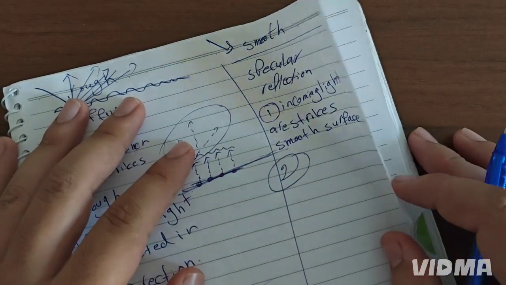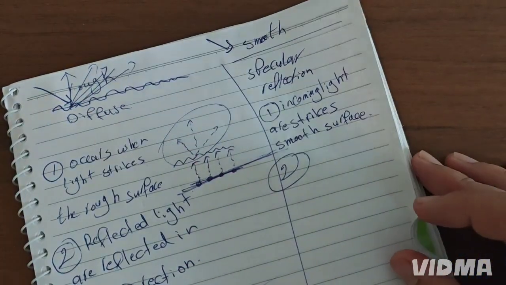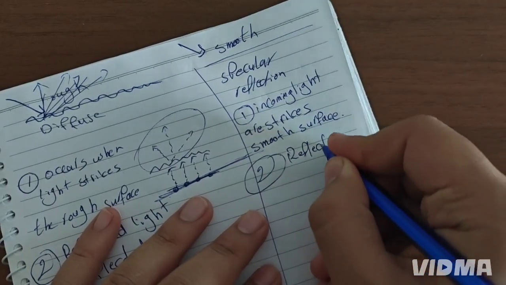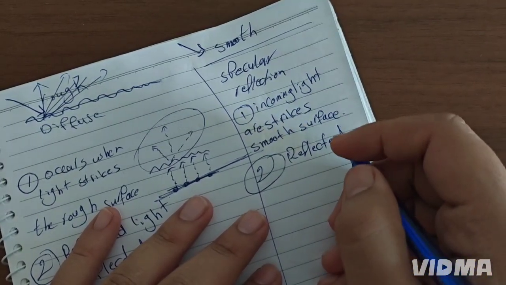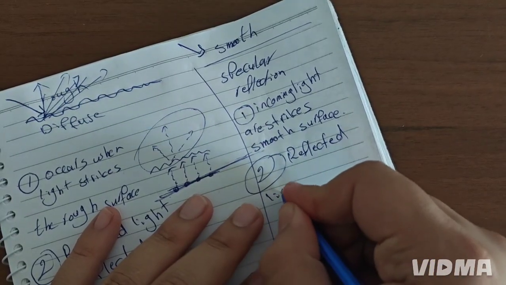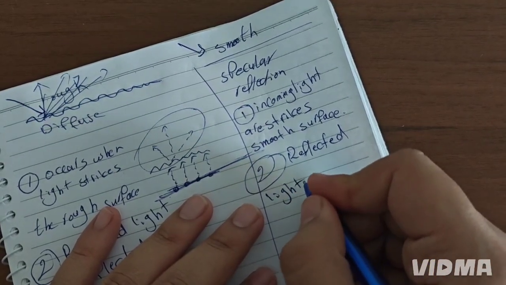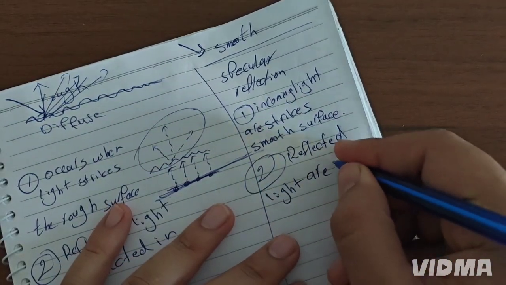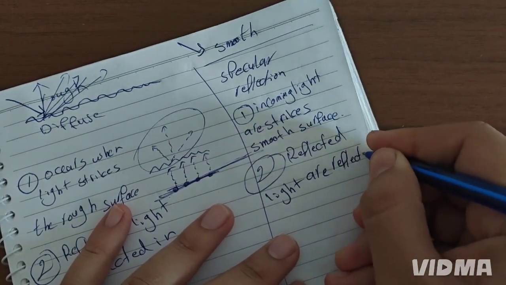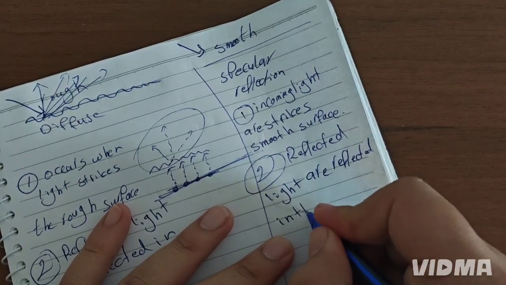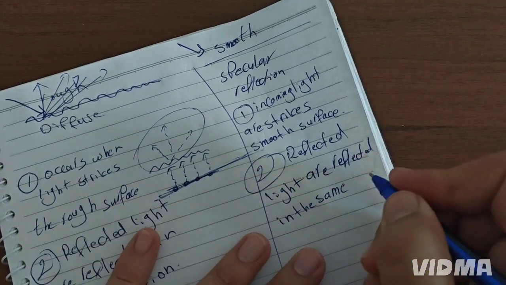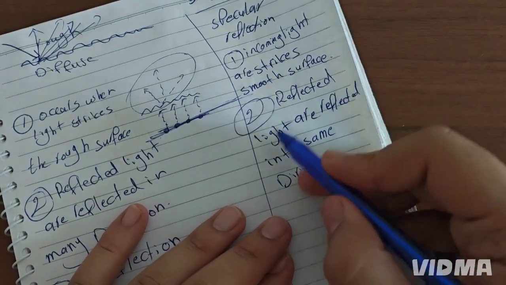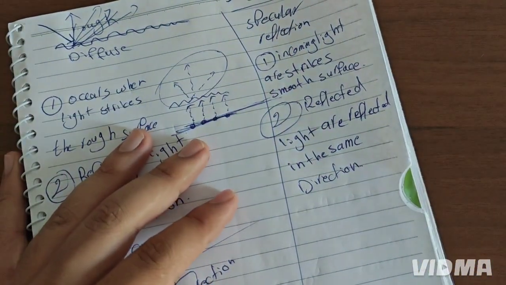At the last point, we can determine the reflected light: reflected light is reflected in the same direction. How?